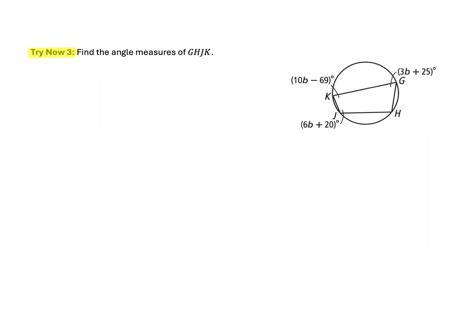The final example here is a try now. We have another inscribed quadrilateral. You're going to begin by setting up an equation to solve for b, and then once you have a b value, you're going to figure out the measure of each of the 4 angles in that inscribed quadrilateral. Please pause your video now and give this one a try.